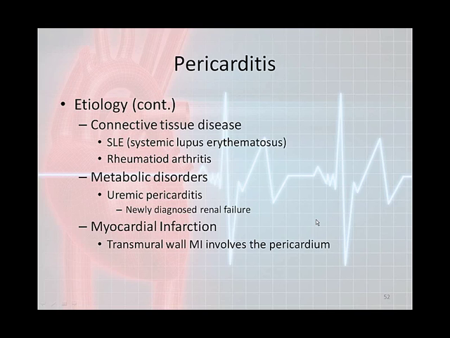Transmural wall MIs can also involve the pericardium because blood vessels are attached everywhere. So if you have somebody that's having a myocardial infarction, it could also affect the pericardial wall itself.